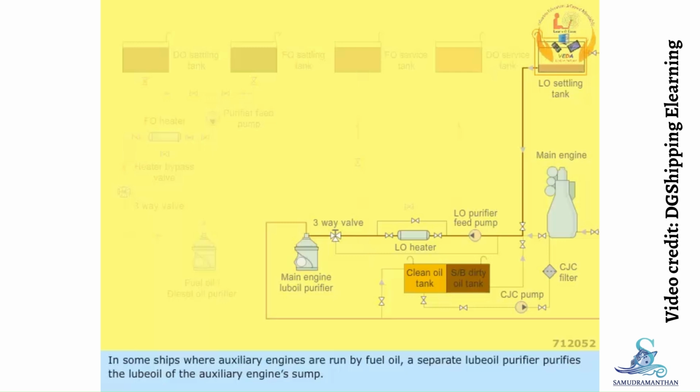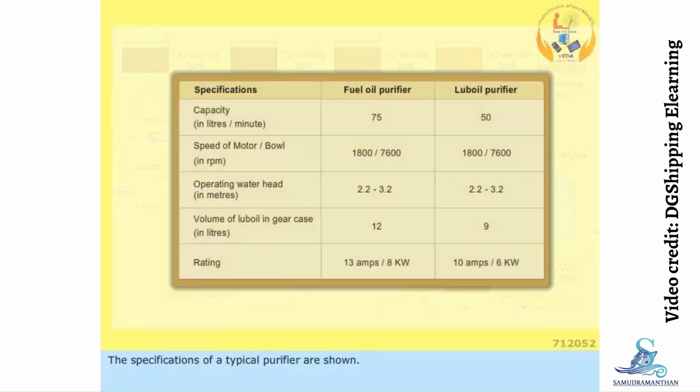In some ships, where auxiliary engines are run by fuel oil, a separate lube oil purifier purifies the lube oil of the auxiliary engine sump. The specifications of a typical purifier are shown.